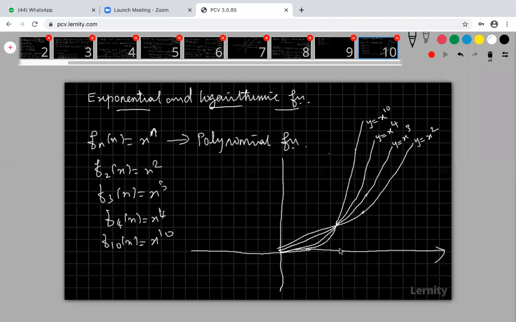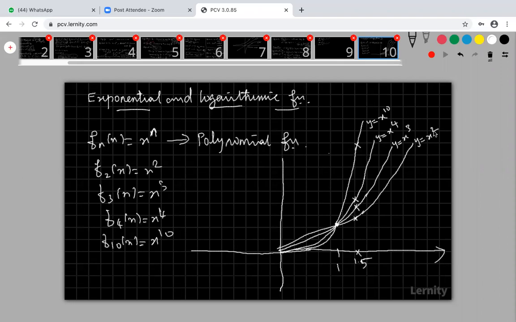Okay, so suppose this is my 1. x is equal to 1, all are reaching that 1. Okay, right. Suppose my x is some 1.5. What is my f of x? This is my f of x. Here, for y is equal to x square, this is my f of x. For y is equal to x cube, this is my f of x. For y is equal to x power 4, this is my f of x. For y is equal to x power 10, this is my f of x.